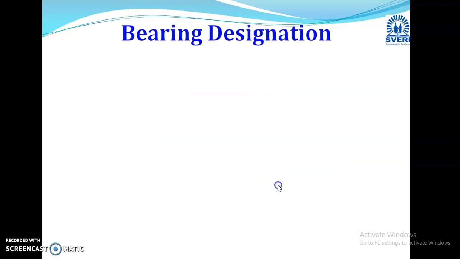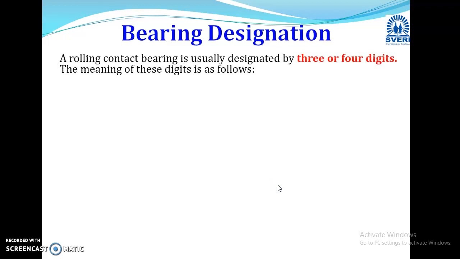Very first, bearing designation. A rolling contact bearing is generally designated by 3 to 4 digits. Generally a 4 digit bearing is observed. If we go to the market and want to demand a bearing, we cannot ask for its load carrying capacity or any other thing. There is a bearing designation, generally called a bearing number. It is very important to understand the significance of the number, what the number indicates.